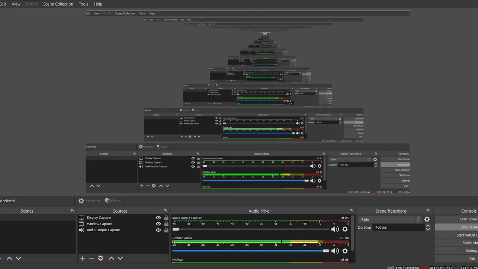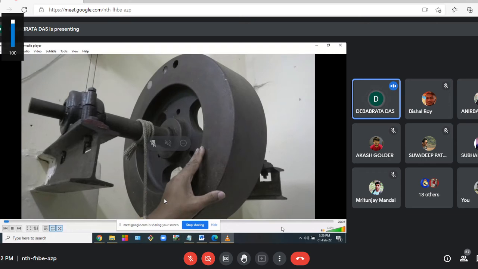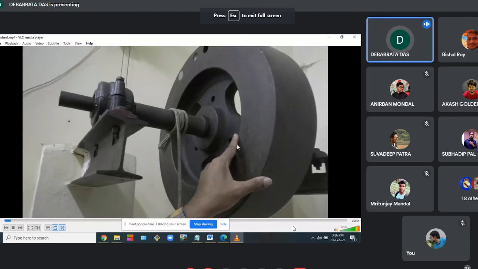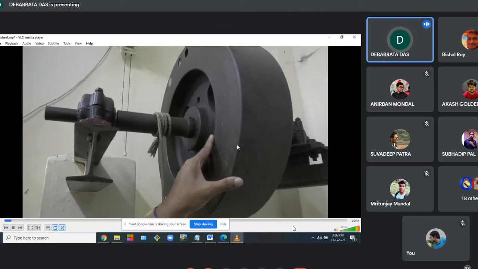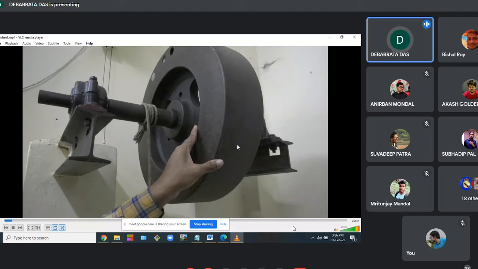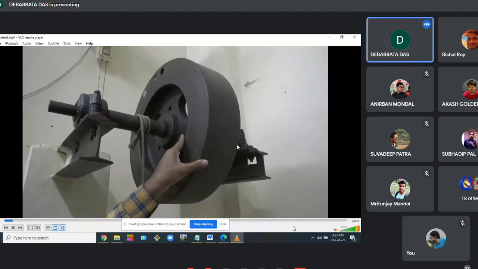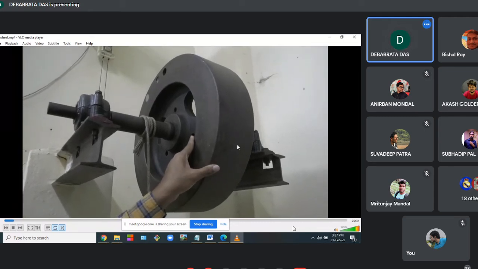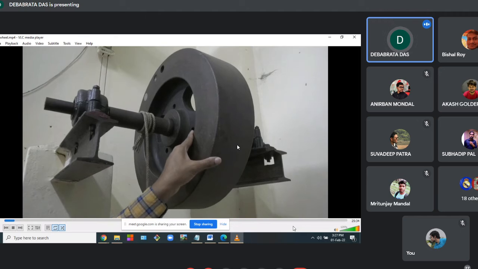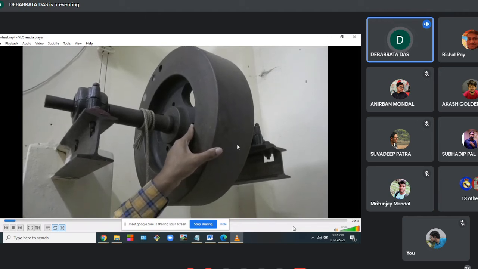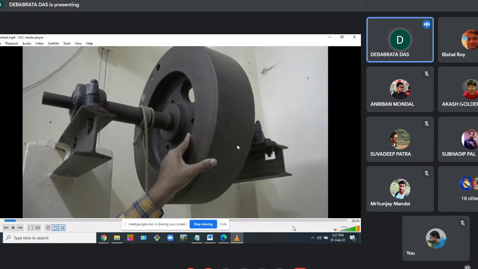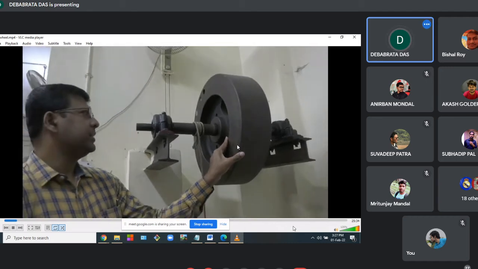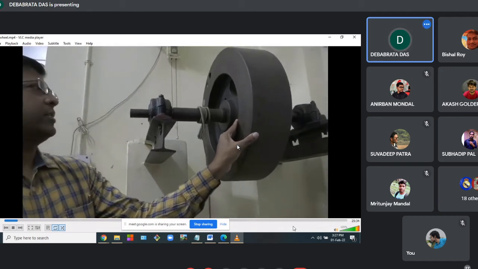As explained in the theoretical class, this flywheel is a heavy cylindrical body, so it has a heavy mass. Not only do we need a high amount of mass, but also, in order to serve its purpose, it should have a high mass moment of inertia. These flywheels are used in reciprocating machines to reduce the fluctuation of speed. While in rotation, this flywheel tends to reduce the fluctuation of speed.